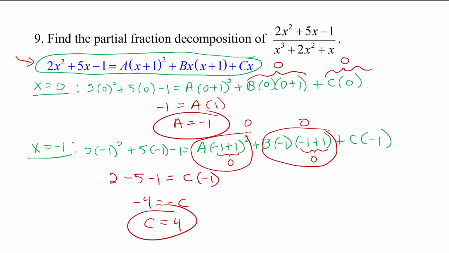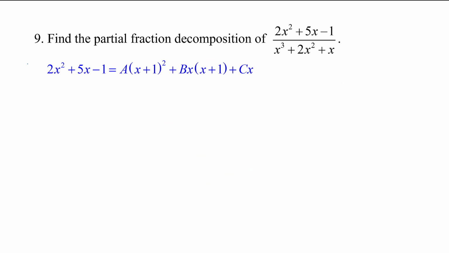We're going to go on to another slide. I think we're ready for our next slide. So we have 2x squared plus 5x minus 1 equals a times x plus 1 squared plus bx times x plus 1 plus cx. And we've already found that a equals negative 1 and c equals 4. There are no other values for x that I can plug in and make things disappear, but I have a and I have c. So the next step here would be to choose any value I want for x. Let's let x equal 1, a good number.